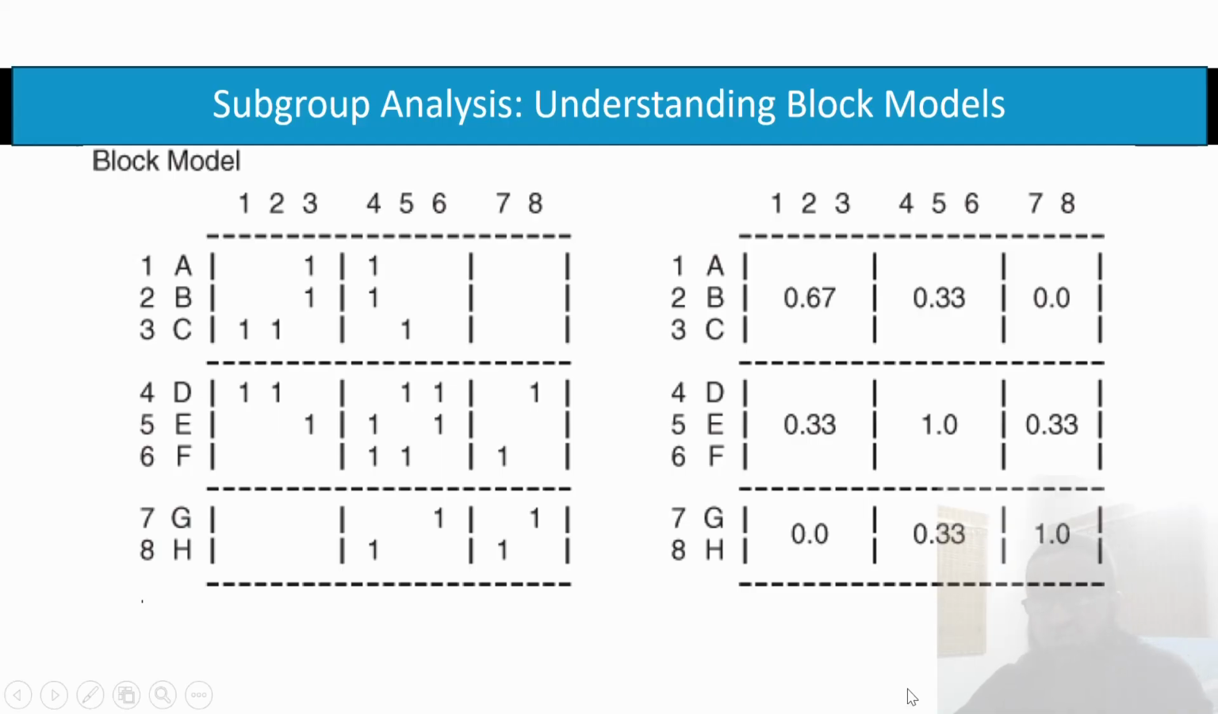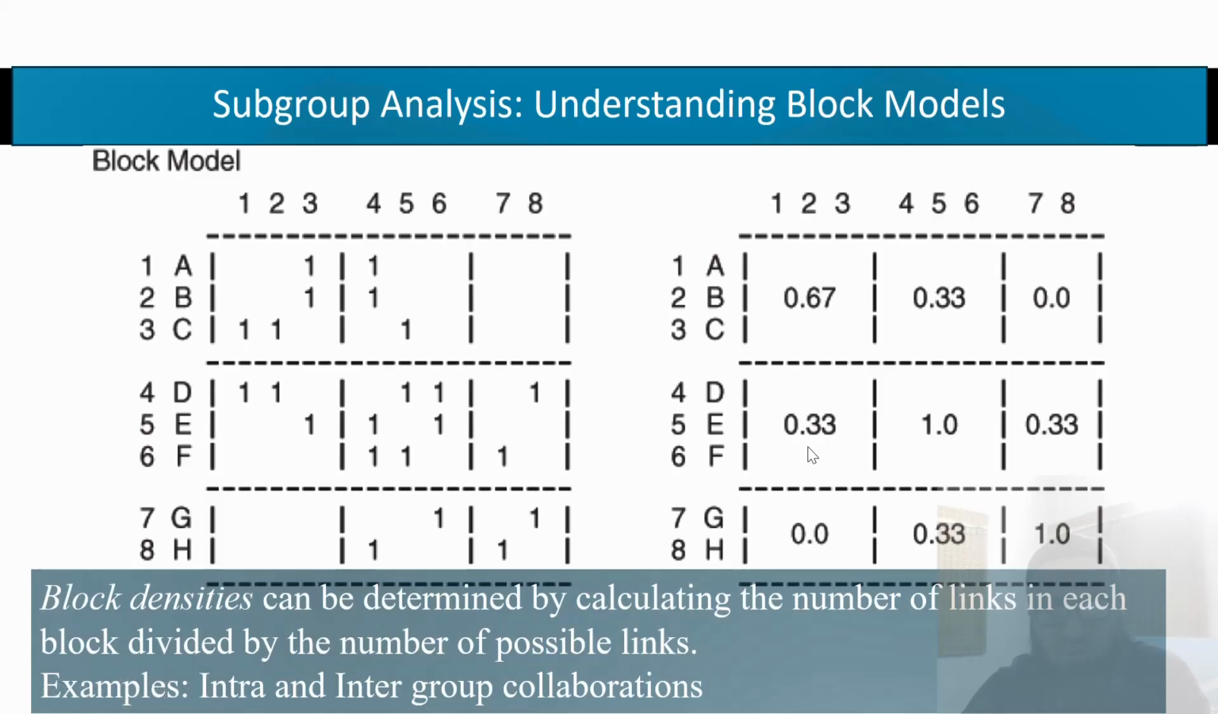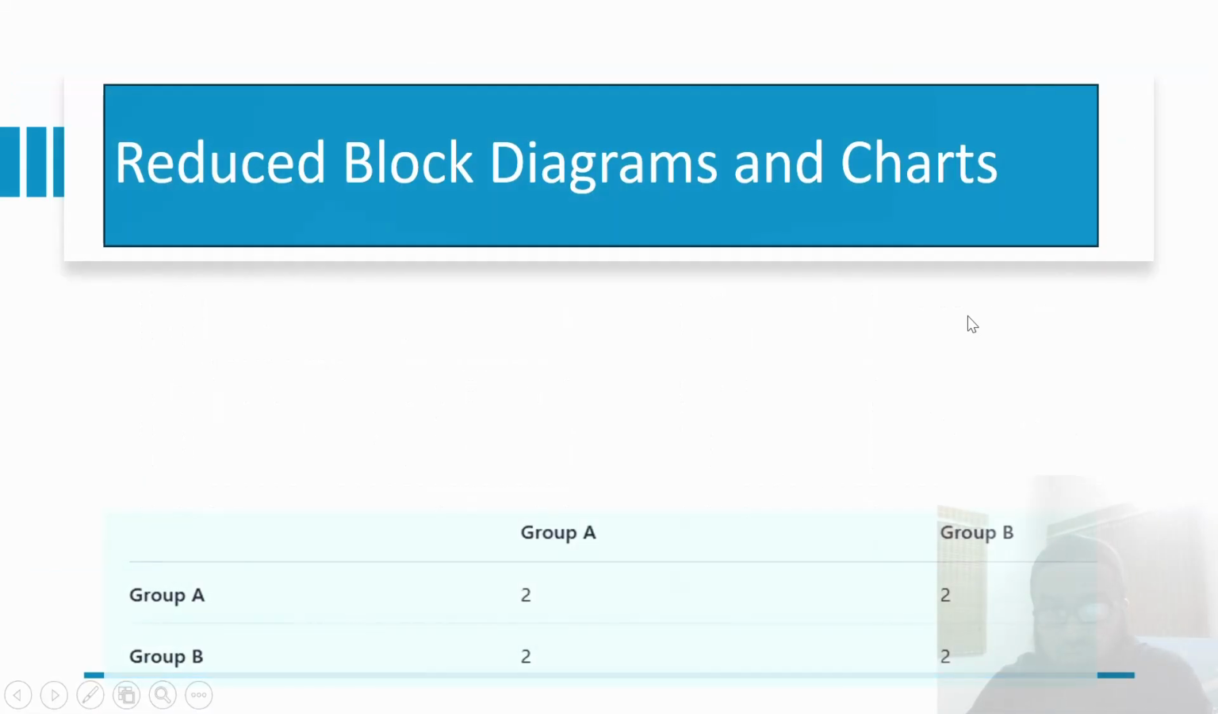So what this block diagram actually tells us, if we see this sort of a reduced block diagram, we will see in the next slide as well. This tells us to what extent group 1 is connected to group 2, to what extent group 1 is connected to group 3, and vice versa. Block densities can be determined by calculating the number of links in each block divided by the number of possible links. Example, intra and intergroup collaborations. So we see that intergroup collaboration is 67%, intragroup collaboration between 4, 5, 6 and 1, 2, 3 is 33%, for example.